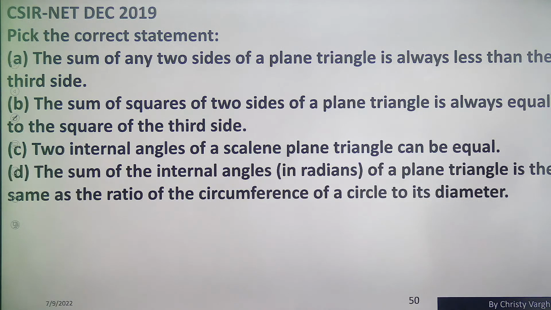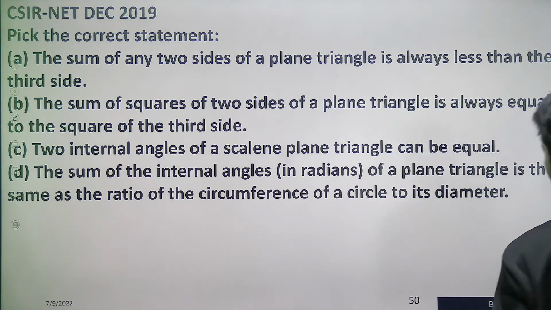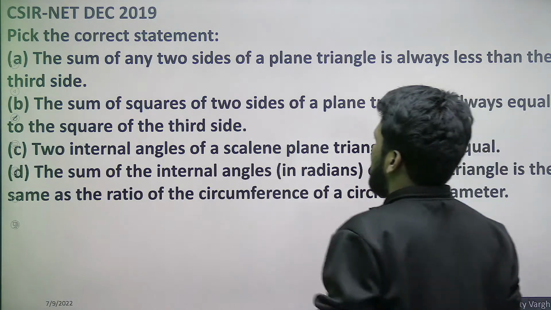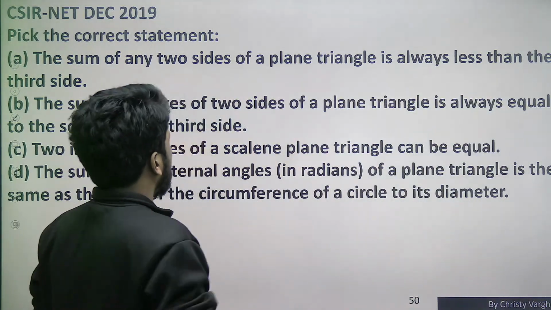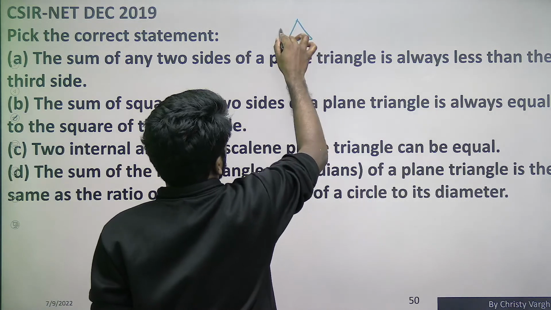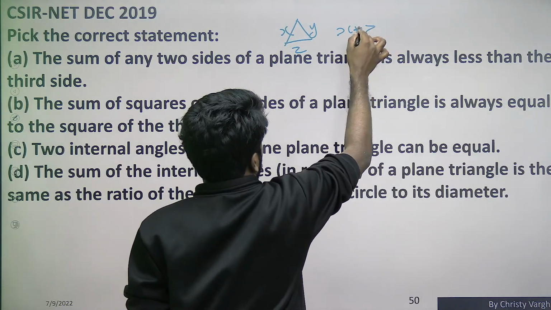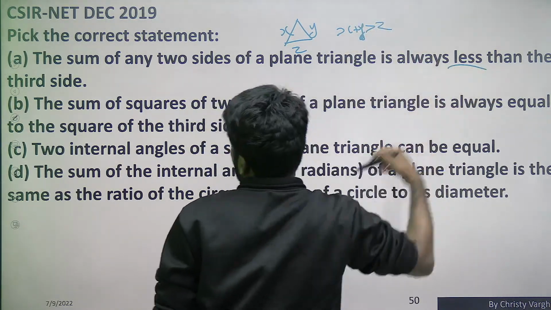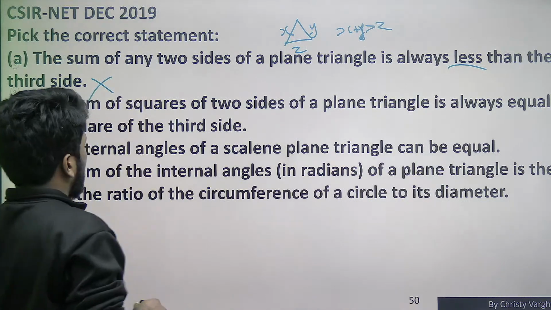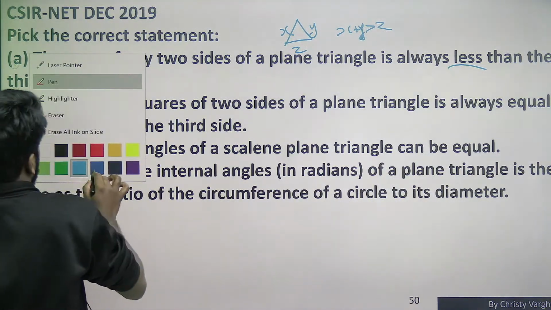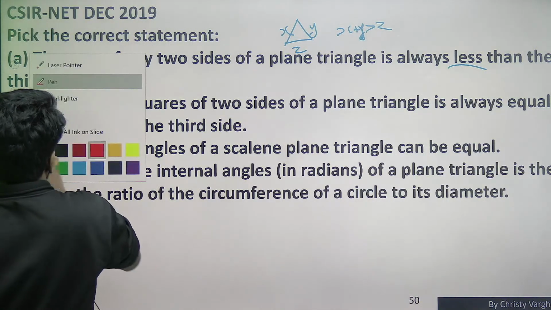Okay, some of you got option D. Let's see which is correct. So, the sum of any two sides of a plane triangle is always less than the third side. No, it is not less than, it is more than. We discussed that, right? If the sides are X, Y, Z, then x plus y should be more than z, not less. Here it is written less than. That is why option A is wrong. Is that clear? So it is checking very basic understanding about triangles, right?